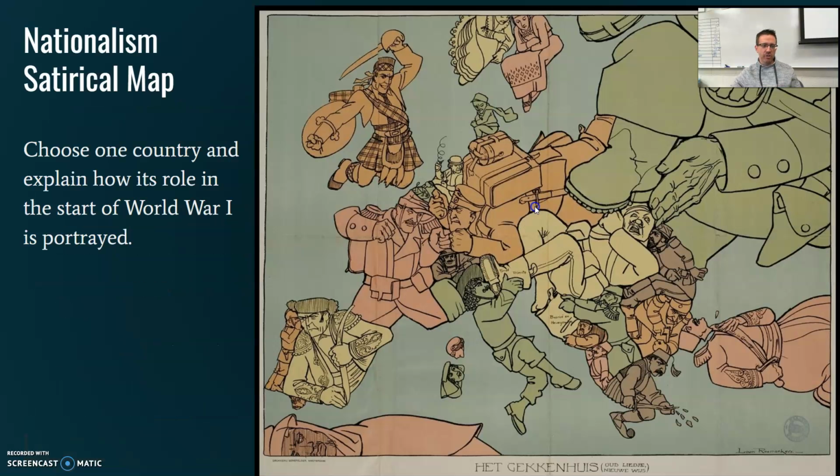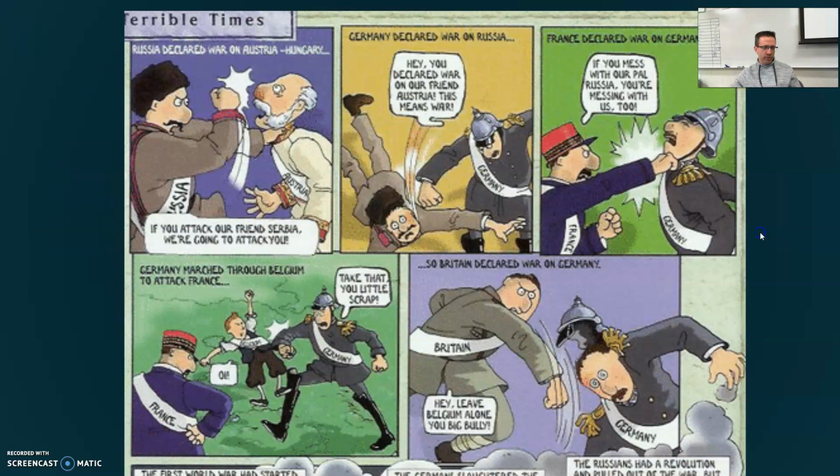Now, there's a couple things I want to show real quick. There's a satirical map that's pretty interesting to look at. Take a look at that, and you could explain why one is in the position they are, looking at certain ones, or maybe what they are wielding. So speak on that in your notes. And then I just like this cartoon. You can pause it and look at this for a second, but it basically shows how if you attack a friend, Serbia, you're going to attack you. Russia declares war on Austria-Hungary, and then Germany declares war on Russia, and then France declares war on Germany. So it's kind of fun to look at.